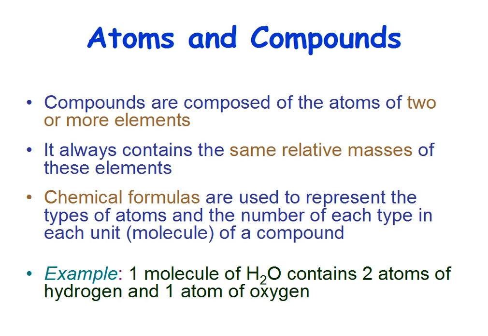By that I mean no matter where you go on this planet, water will always consist of two hydrogens and one oxygen, and the masses associated with those elements. We use formulas to represent both the elements that are used to make our compound as well as how many atoms of that element are needed to make a molecule of it. So the example I have here, H2O, one molecule of this contains two hydrogen atoms, one oxygen atom.